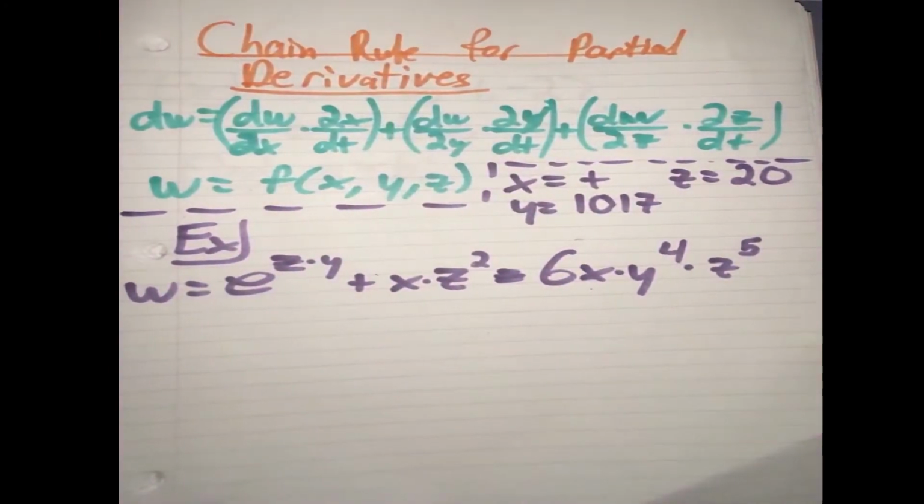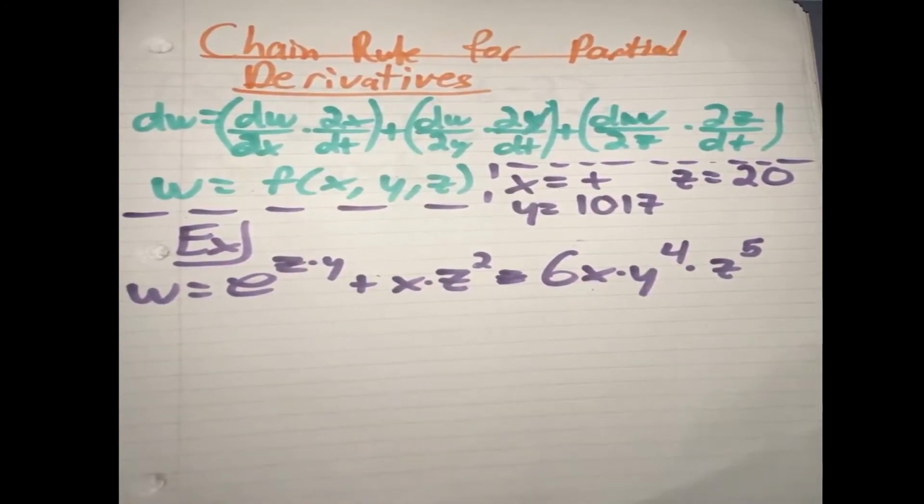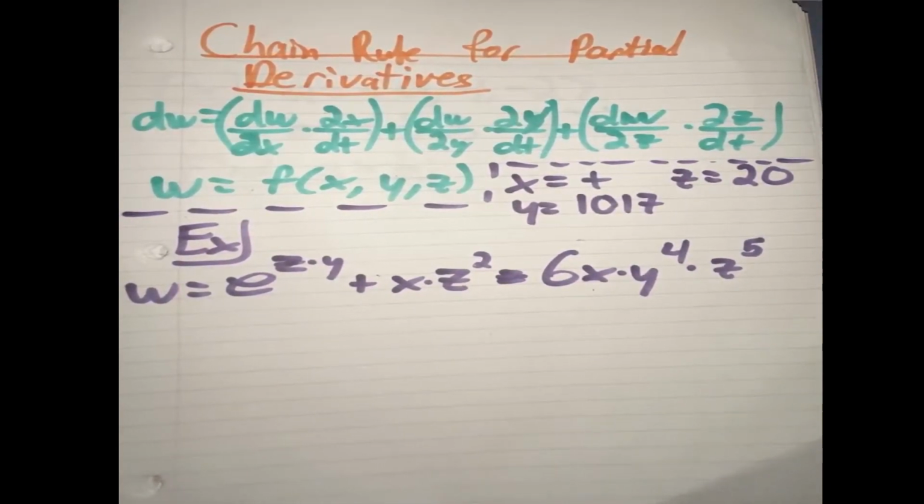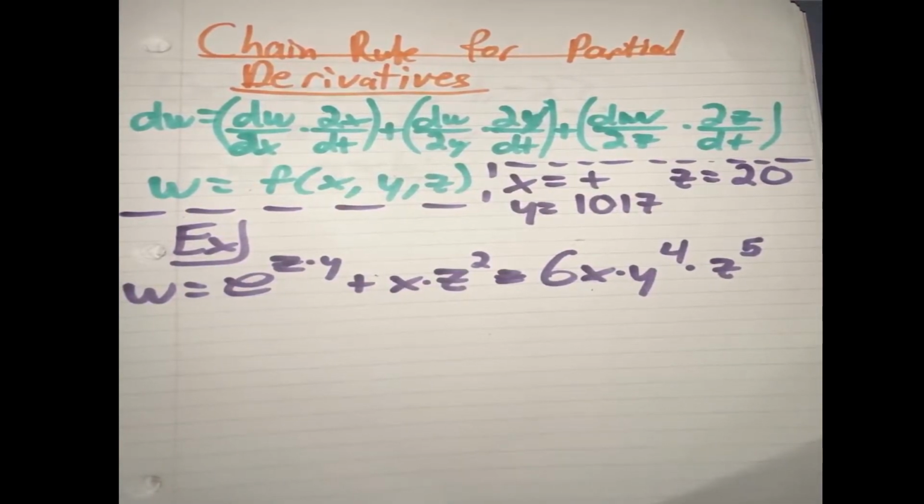Hello guys, so in this video we're going to go over how to find the chain rule for partial derivatives. And basically we're going to apply the chain rule but for a multivariable function. In Cal 1 you learn how to find the chain rule for a single variable function where you take the derivative of the inside function and multiply by the derivative of the outside function, and that was your derivative. But for multivariable functions you have to take partial derivatives.